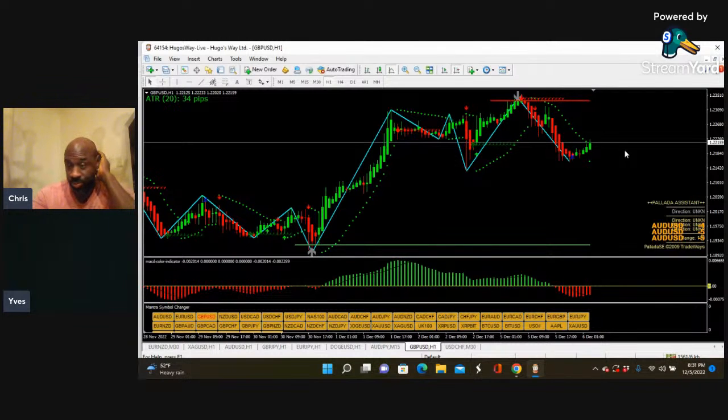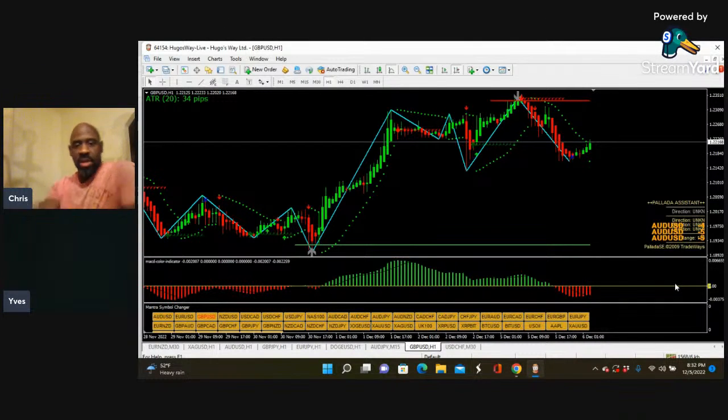Right. So you would wait till it gets closer to the resistance. Wait till you get closer to the resistance. And even if you get close up here, up in this area, go ahead and take that sell.